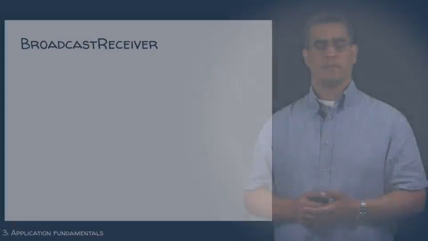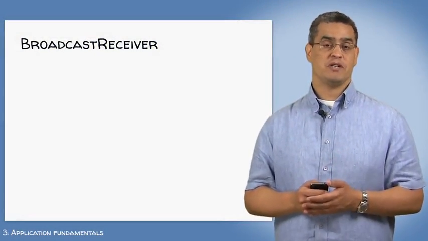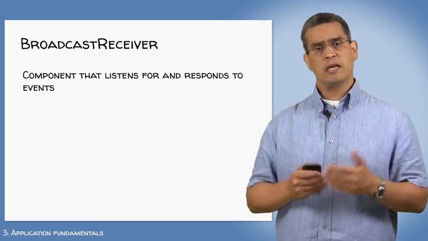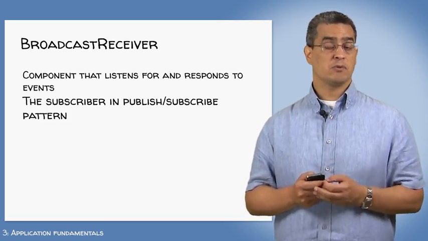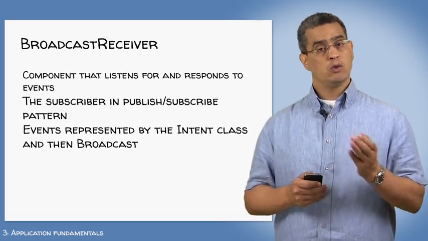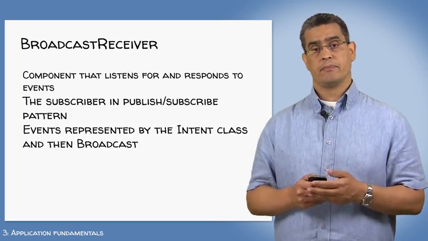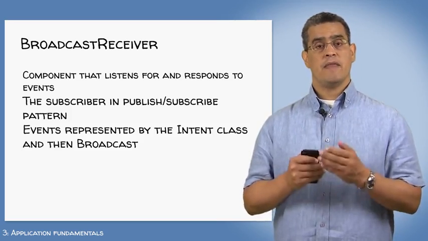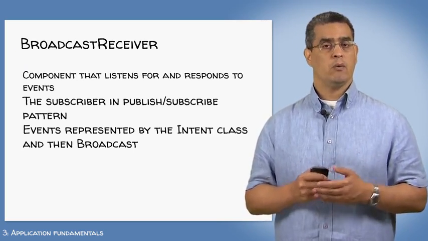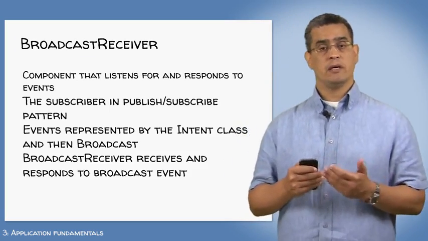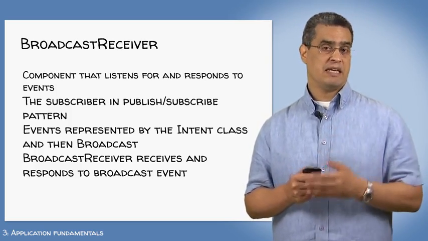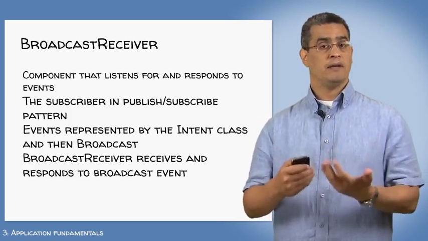The next component is broadcast receiver. Broadcast receivers listen for and respond to events. And essentially, they play the role of the subscriber in the publish-subscribe pattern. In Android, events are represented by the intent class, which we'll talk about more in later classes. Publishers create these intents and then broadcast them using a method like the context class's sendBroadcast. Now, once broadcast, these intents are then routed to the broadcast receivers that have subscribed to or registered for those specific intents, at which point they can respond to the event.